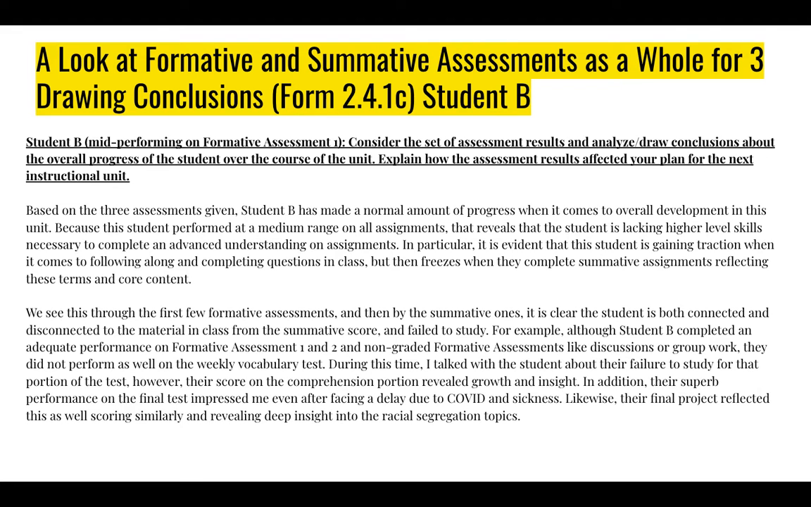For student B, they made a normal amount of progress with overall development for medium range. They gained traction when completing the questions, but then at the summative, they often froze a little bit. Within the first few formative assessments, we see that because by the summative, they clearly connect some material but disconnect others. So, for example, they did great on the questions, those first formative assessments, but then they didn't study the vocab. And I mean, they did, but they still missed a few.